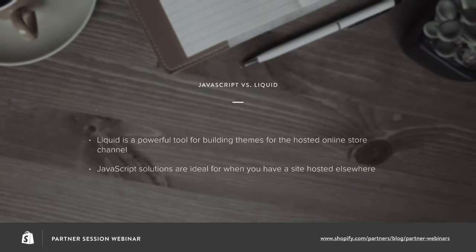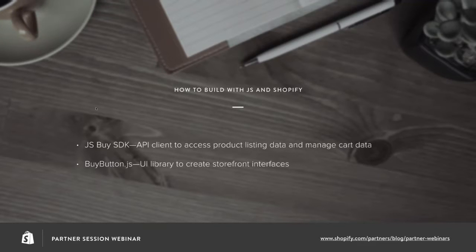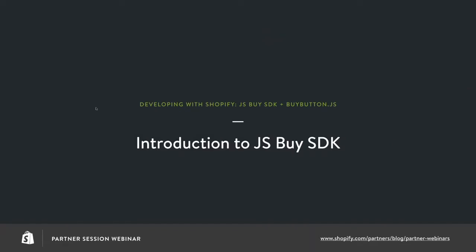So to build for Shopify with JavaScript, we have these two libraries that we built in the last year that will help you do that. We have the JS Buy SDK, which is an API client that gives you access to product listing data and lets you manage a shopping cart. And then we have BuyButtonjs, which is a UI library to create storefront interfaces. I'm going to go into a lot more detail about these two. We're going to talk first about the JS Buy SDK.